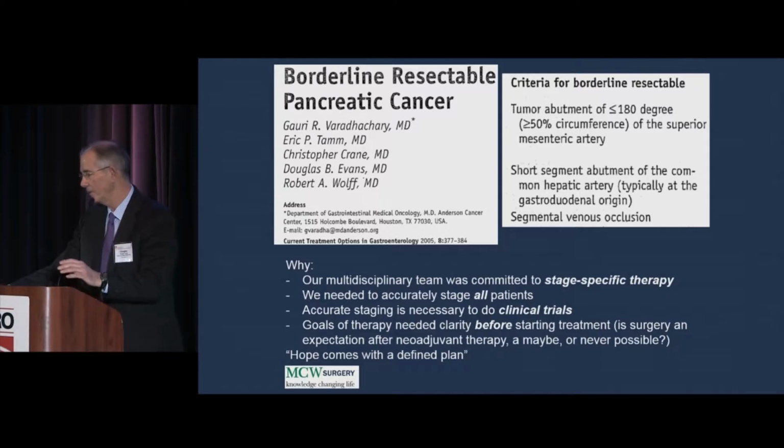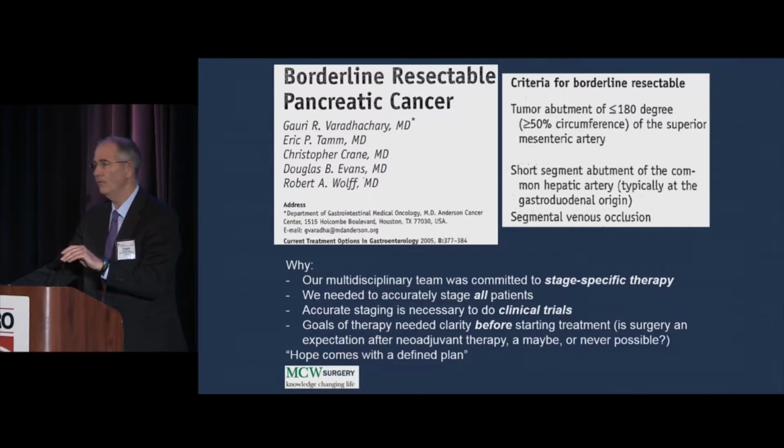Our multidisciplinary team was committed to stage-specific therapy. We needed to accurately stage all patients in order to do a clinical trial. You had to define the population that you were studying. Accurate staging is necessary to clarify the goals of therapy, if surgery is an expectation after neoadjuvant therapy or not.